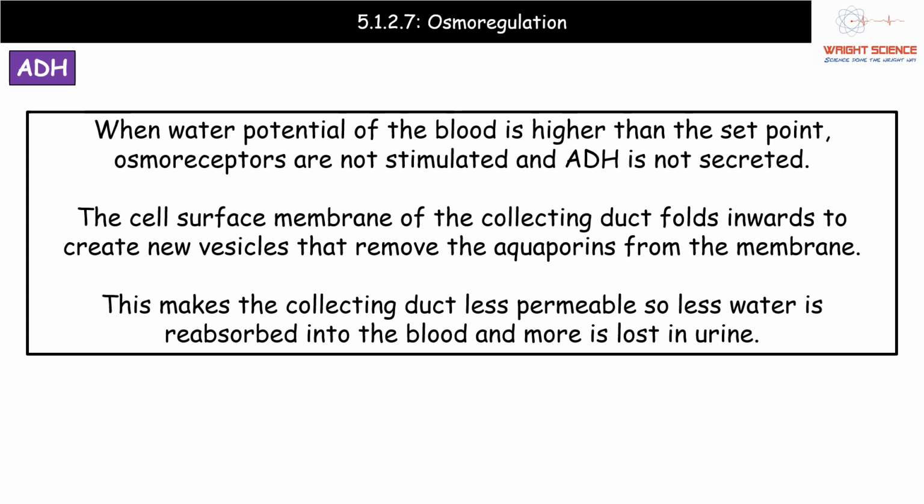And all that happens to do that is the cell surface membrane of the collecting duct folds inwards around the aquaporins, forms a new vesicle, and basically removes them until they're required again. Now, because we've removed those aquaporins, there's less water that can then move through the actual collecting duct walls, and so less water is reabsorbed into the blood. As a result of that, more water remains in the filtrate, passes through the collecting duct, through the pelvis, and then down your ureter to the bladder.